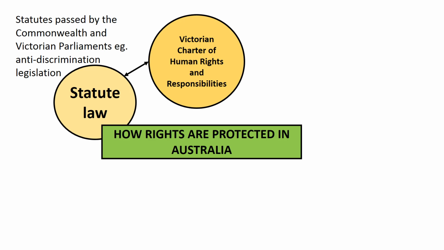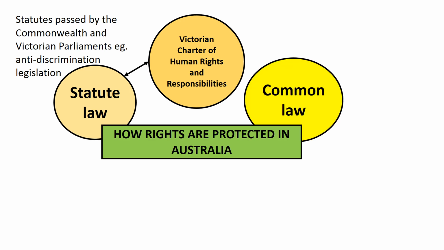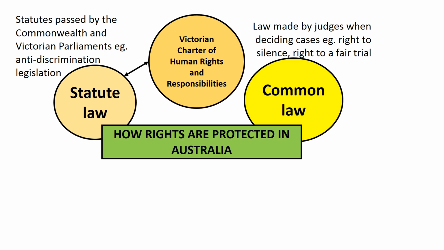The second way in which rights are protected in Australia is under the common law. The common law is law made by judges when they are deciding cases. So, for example, the right to silence and the right to a fair trial are rights that have been developed by judges through making decisions in cases that they have heard.